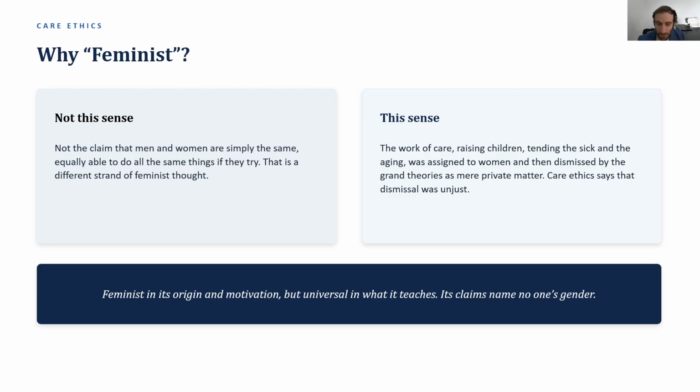content of its claims. The actual claims of care ethics are these: that we are relational, that emotions inform our moral perception, that context matters, and that we are interdependent. Care ethics is not a gender-based ethics, even though its origin came about through studying the biases and how men and women react to ethics. So care ethics is an ethics for all human beings. Care ethics is feminist in its origin and its motivation, but applicable to all in what it actually teaches.